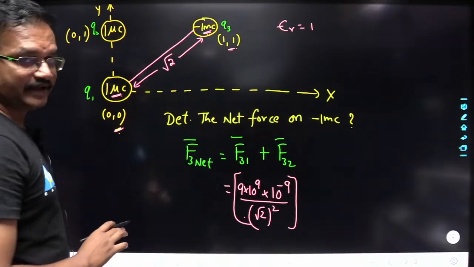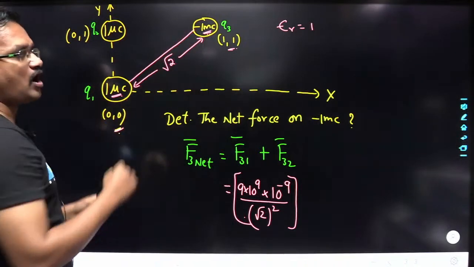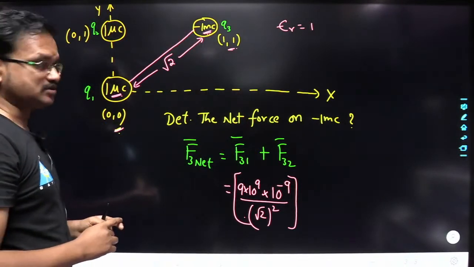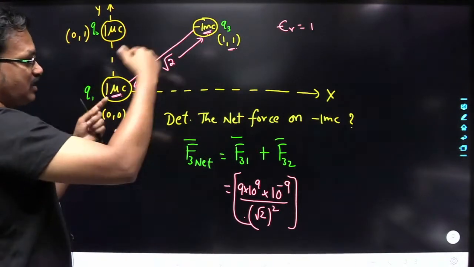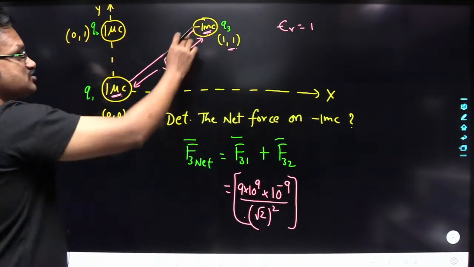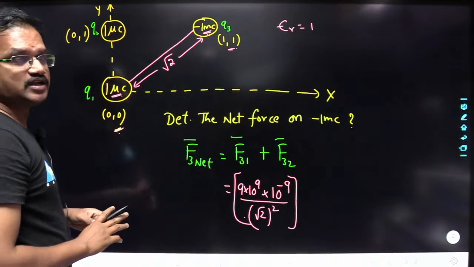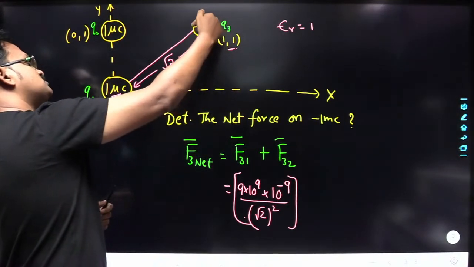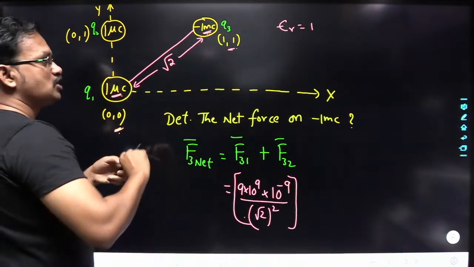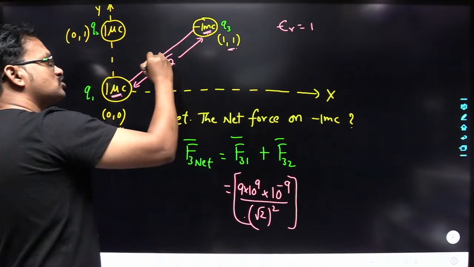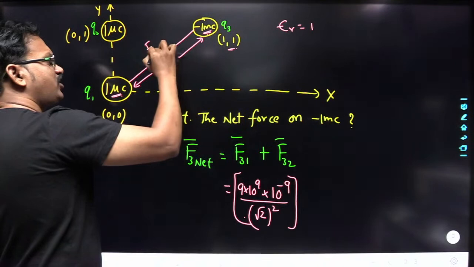Next you have to write the direction. Now if you observe, 1 microcoulomb and minus 1 millicoulomb are of opposite charges. That means the force between them is attractive. In which direction is Q3 going to experience the force due to Q1? Towards Q1, because the force between them is attractive. So this is the force on 3 due to 1.